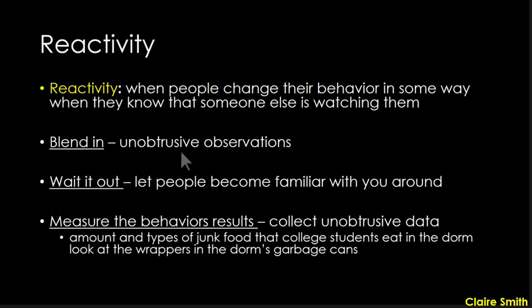And the third way is measure the behavioral results, which is collecting unobtrusive data. So if you want to do a study, let's say, about the amount of junk food that college students eat, instead of going around watching them, seeing what people are eating, look in the trash cans and look at the wrappers, right? Because that's telling you what's being eaten. You can collect it for a week and see the amount of Cheetos everyone's eating. But it's unobtrusive. So the people you're observing, you're not actually observing them. You're just observing the results of their data.